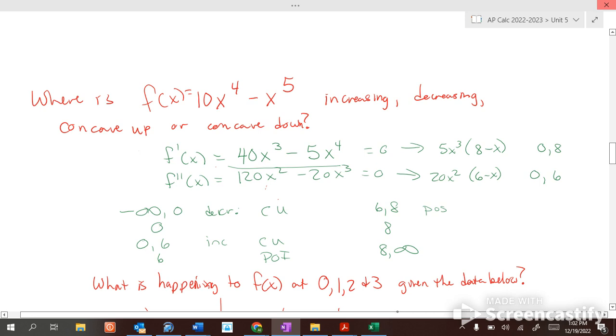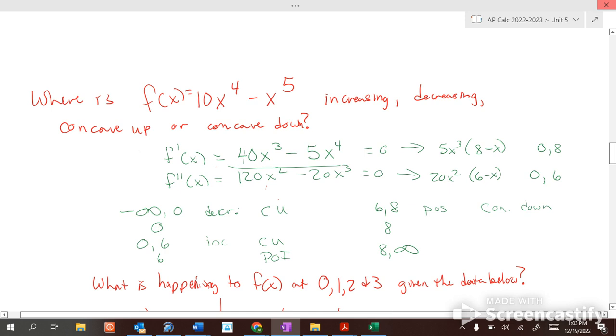If we put a 7 in here, take 120 times 49 minus 20 times 343. Now this, I think it's negative, so I think it's concave down. Right? Oh, nobody checked? Okay, just trust me. All right.